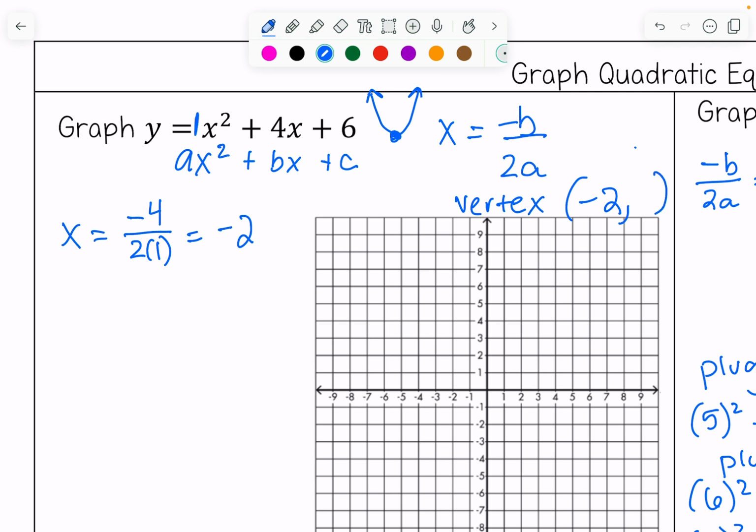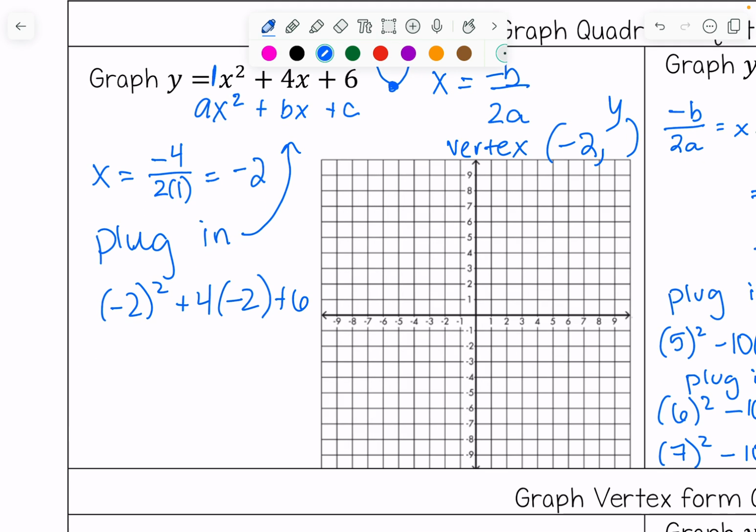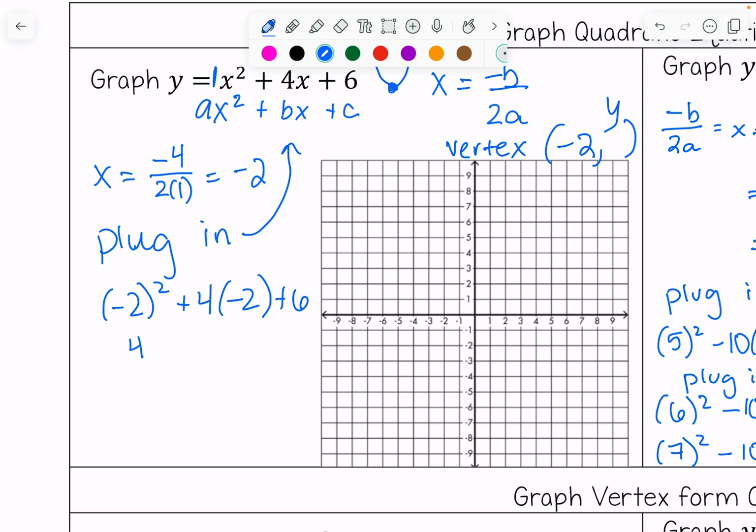And to find the y, we're just going to go ahead and plug it in. Negative 2 squared plus 4 times negative 2 plus 6. So we get 4 minus 8 plus 6, that's 10, minus 8, it's 2. So our vertex is negative 2 comma positive 2.